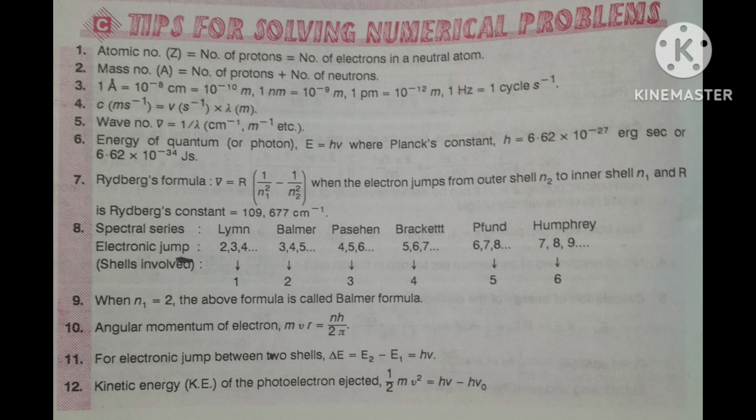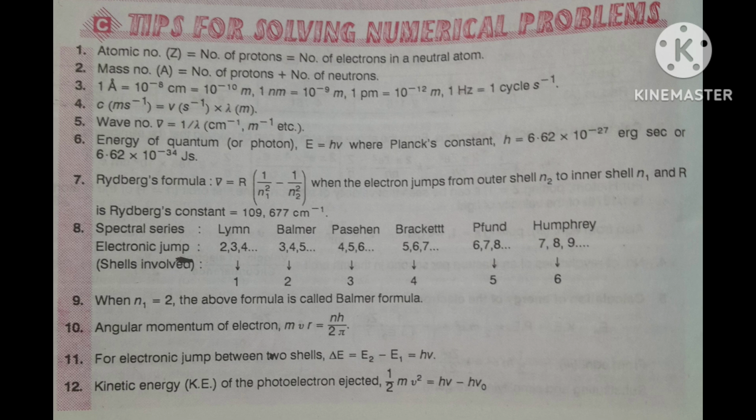This is a very important relation. Energy of quantum, also called photon, is equal to h nu, where h is the Planck constant, equal to 6.62 into 10 to the power minus 27 erg second, or 6.62 into 10 to the power minus 34 joule second.